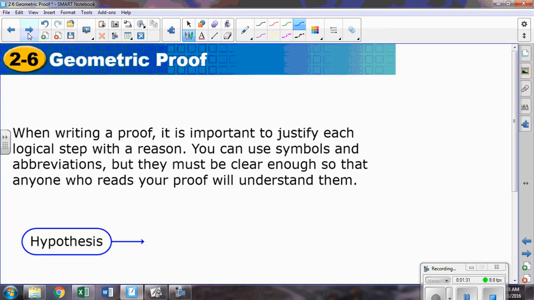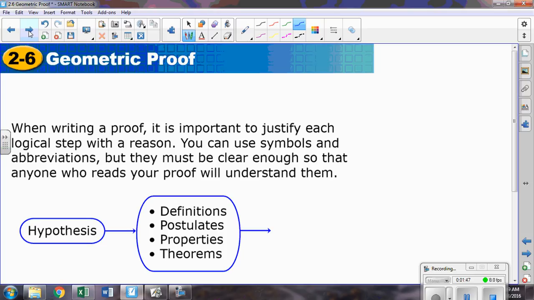In general, a proof is going to follow a structure where we will start off with our hypothesis. Usually these are the things that we are given to be true. Once you've got the hypothesis to begin the problem, you're going to start applying all kinds of things that you already know. We know that definitions are true. We know that postulates and theorems and properties. We have a list of things that are true. These will be our justifications. These are the reasons why we know things work.